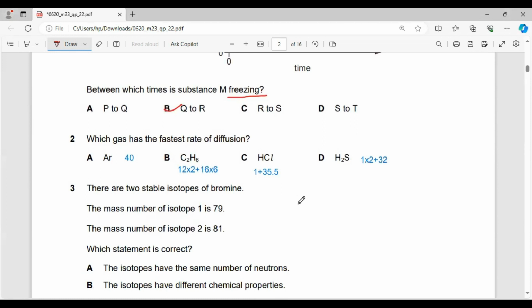Next, which gas has the fastest rate of diffusion? Now, in this case, first of all, we have to add the atomic masses of all these and find out which has the lowest molecular mass. After adding all the atomic masses, we get the molar mass of the given compounds. The one which has the lowest molar mass will be the gas which will diffuse faster. So here we can see the lowest molar mass is of C2H6, which is 30. So the correct option is B.